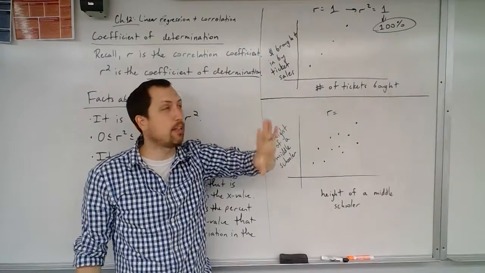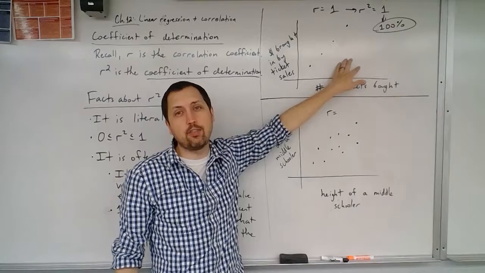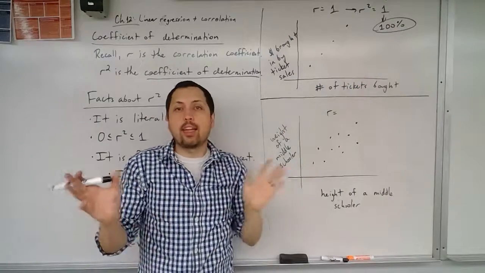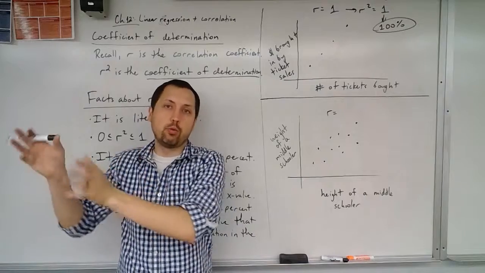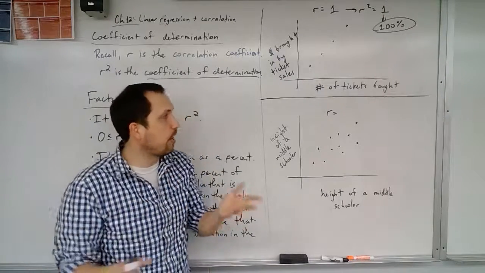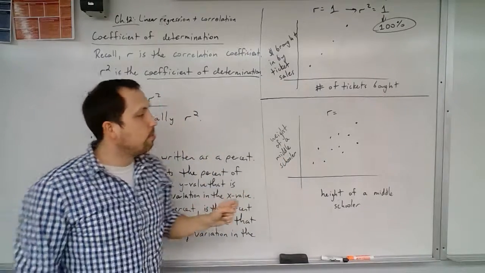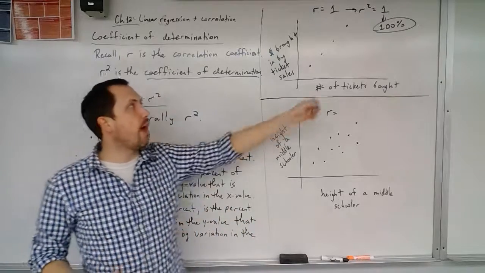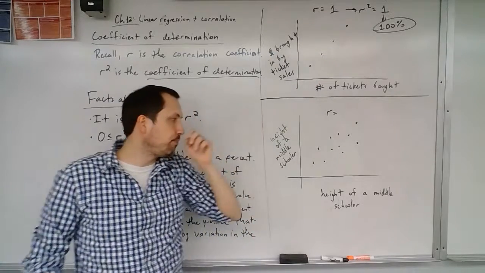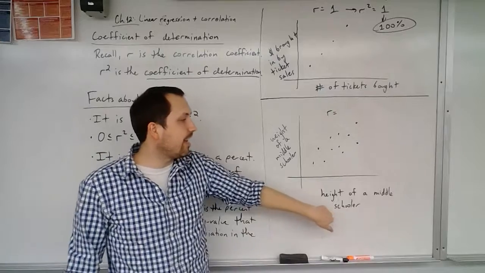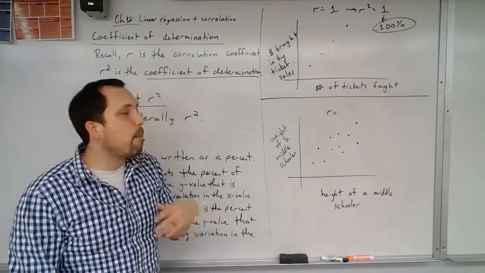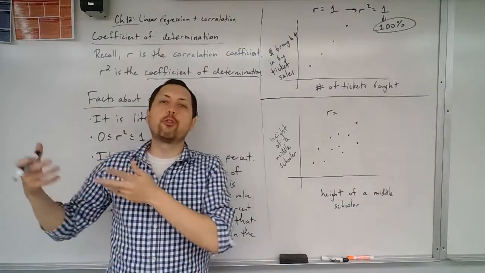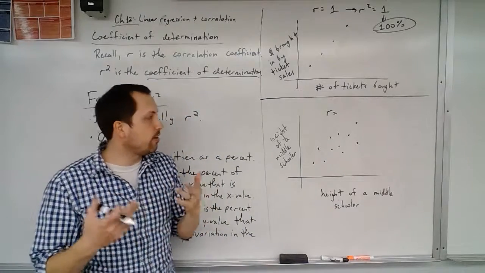Hopefully that makes sense, right? 100% of it can be explained by that. There's nothing that I can't explain. I get the money in, and that goes to the ticket sales. Great. Now here, more of a normal example, we don't have perfect relationships like this. Let's look at the height of a middle schooler versus the weight of a middle schooler. Around middle school is when people usually start going through growth spurts. You start to weigh more.